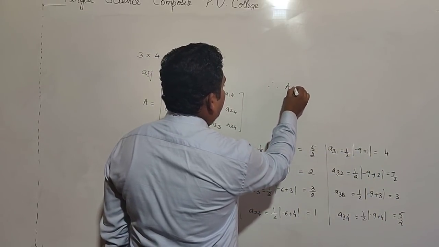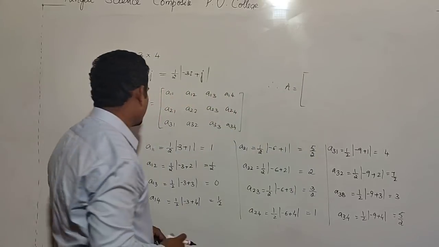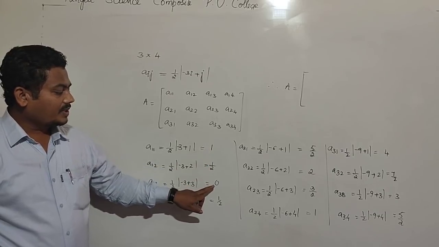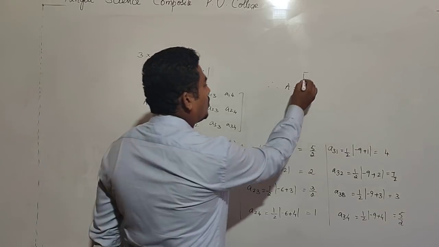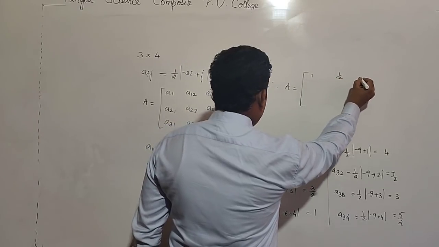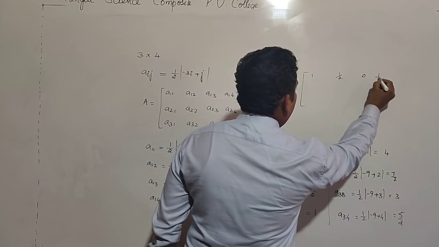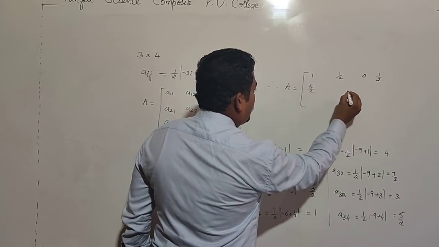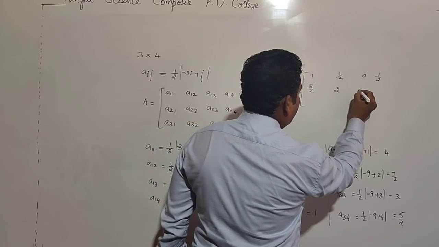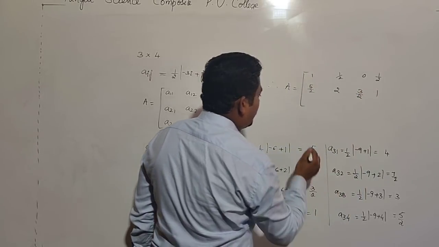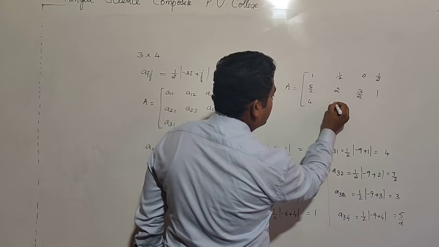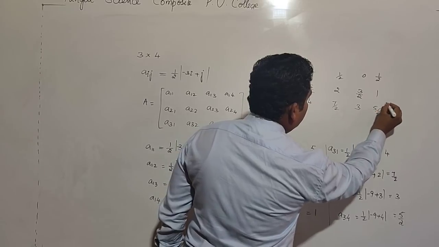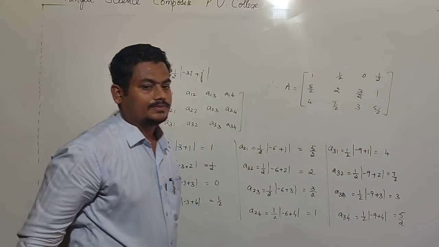Therefore, our required matrix is: first row 1, 1 by 2, 0, 1 by 2. Second row elements 5 by 2, 2, 3 by 2 and 1. Third row elements 4, 7 by 2, 3, 5 by 2. It is our required matrix.